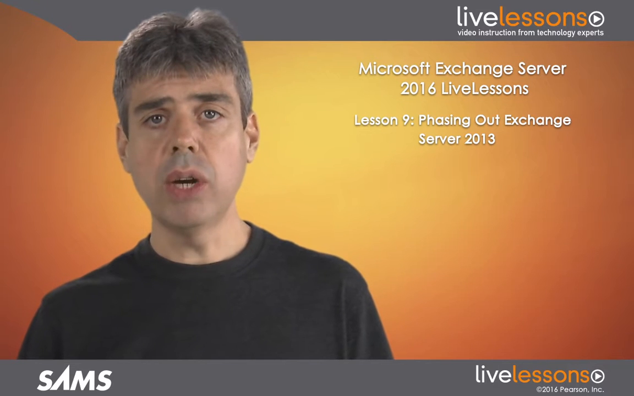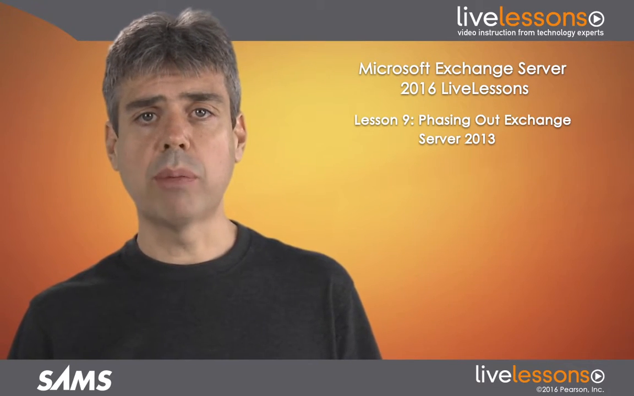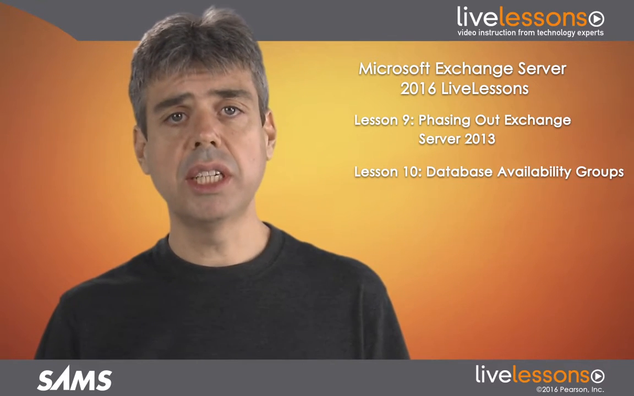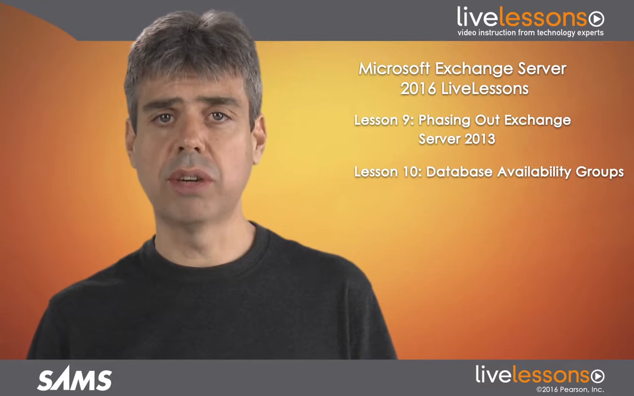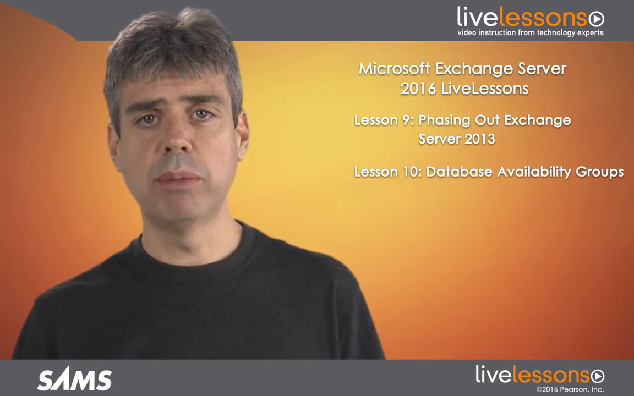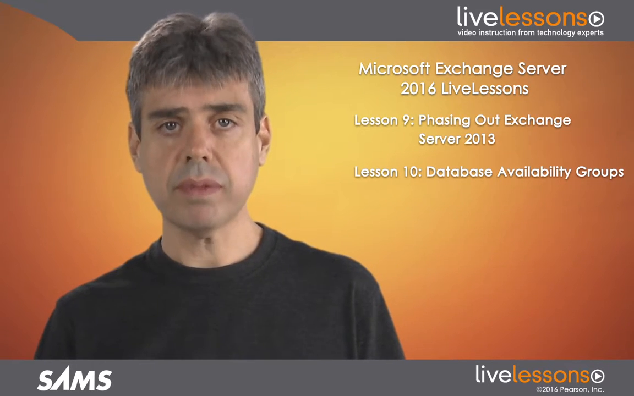Lesson 9 builds on the concepts covered in Lesson 8. Here I'll be showing you how to phase out Exchange Server 2013 so that you can operate in a native Exchange 2016 environment. Lesson 10 discusses one of the more important Exchange Server concepts, database availability groups. You can use database availability groups to provide high availability for your mailbox databases.